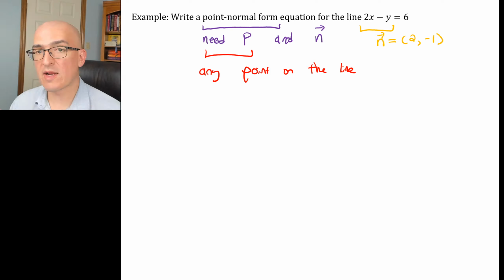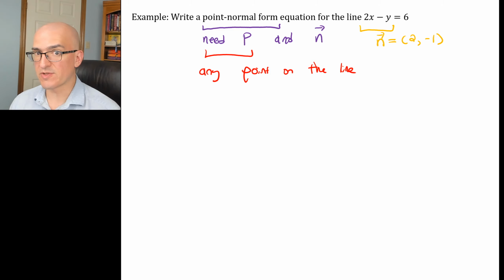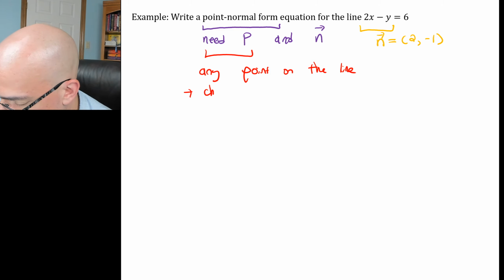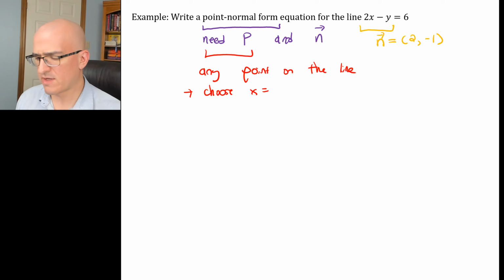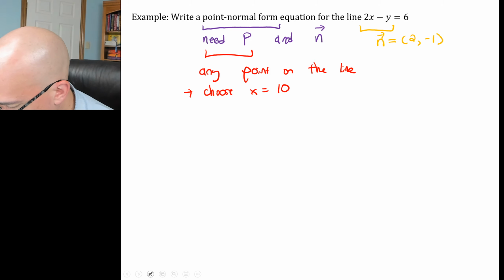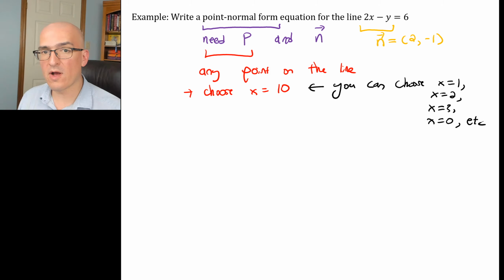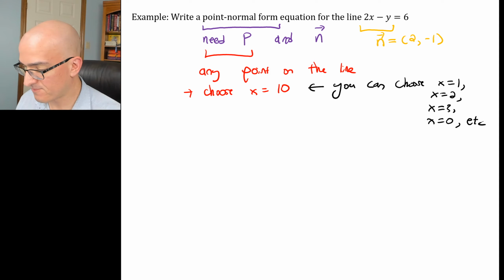You can either pick a number you want for x and solve for y, or pick a number you want for y and solve for x. I'm going to pick a number for x because that's what we usually do. I'm going to choose x equals 10. You can choose 0, or x equals 1, 2, 3, etc. Anything you want will give you a point on that line. I just felt like 10.